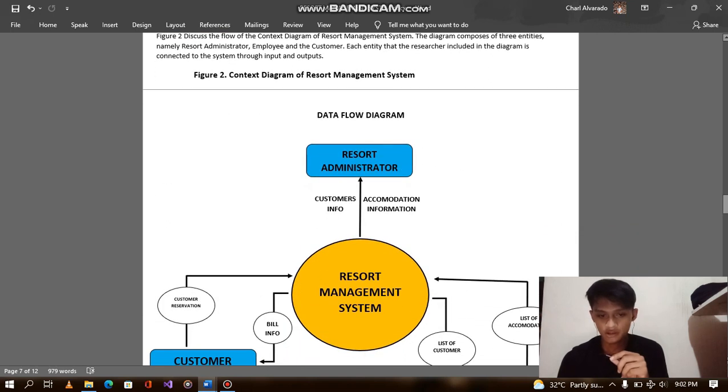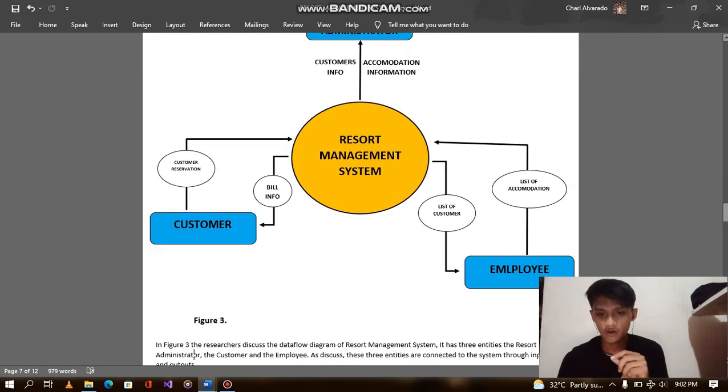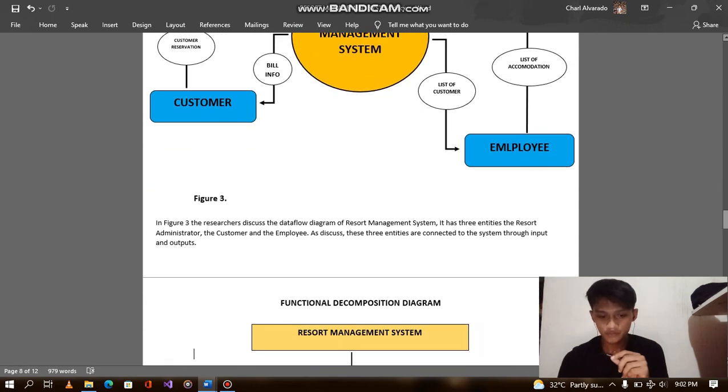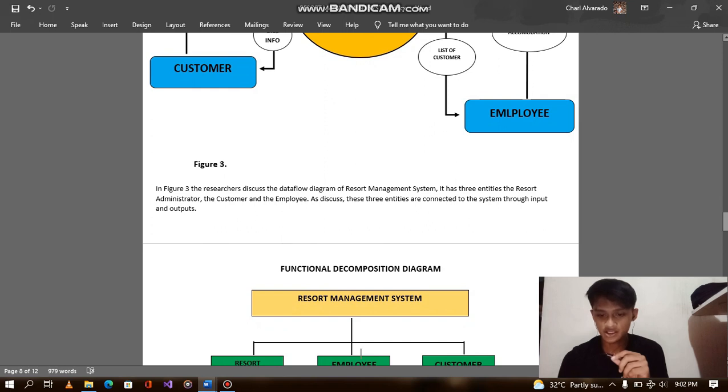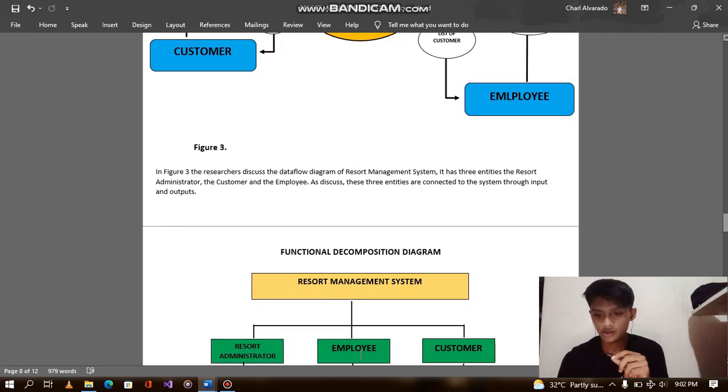Next is data flow diagram. In Figure 3, the researchers discuss the data flow diagram of the resort management system. It has three entities: the resort administrator, the customer, and the employee. As discussed, these three entities are connected to the system through inputs and outputs.